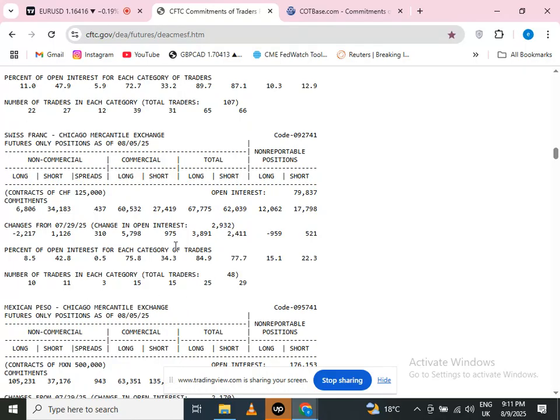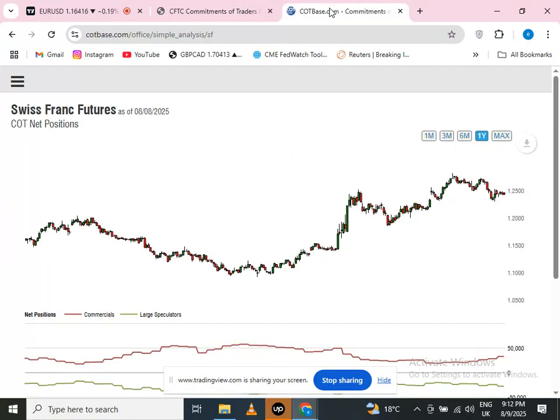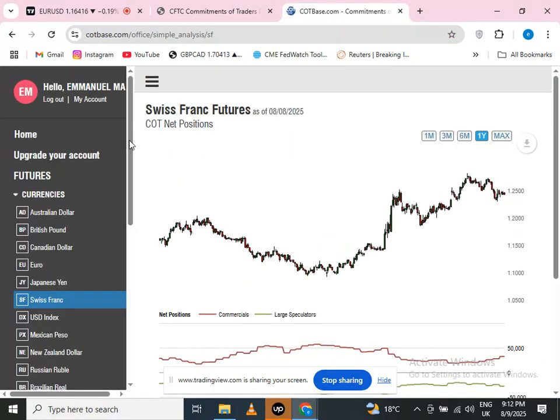All these numbers here, in a way that will help you to understand. On my side, I do understand these numbers, but I've found this website which is going to be a very easy way for you to understand them, because I know most people are not good with numbers. This website is called COTBASE.com. It has a free version and a premium version.